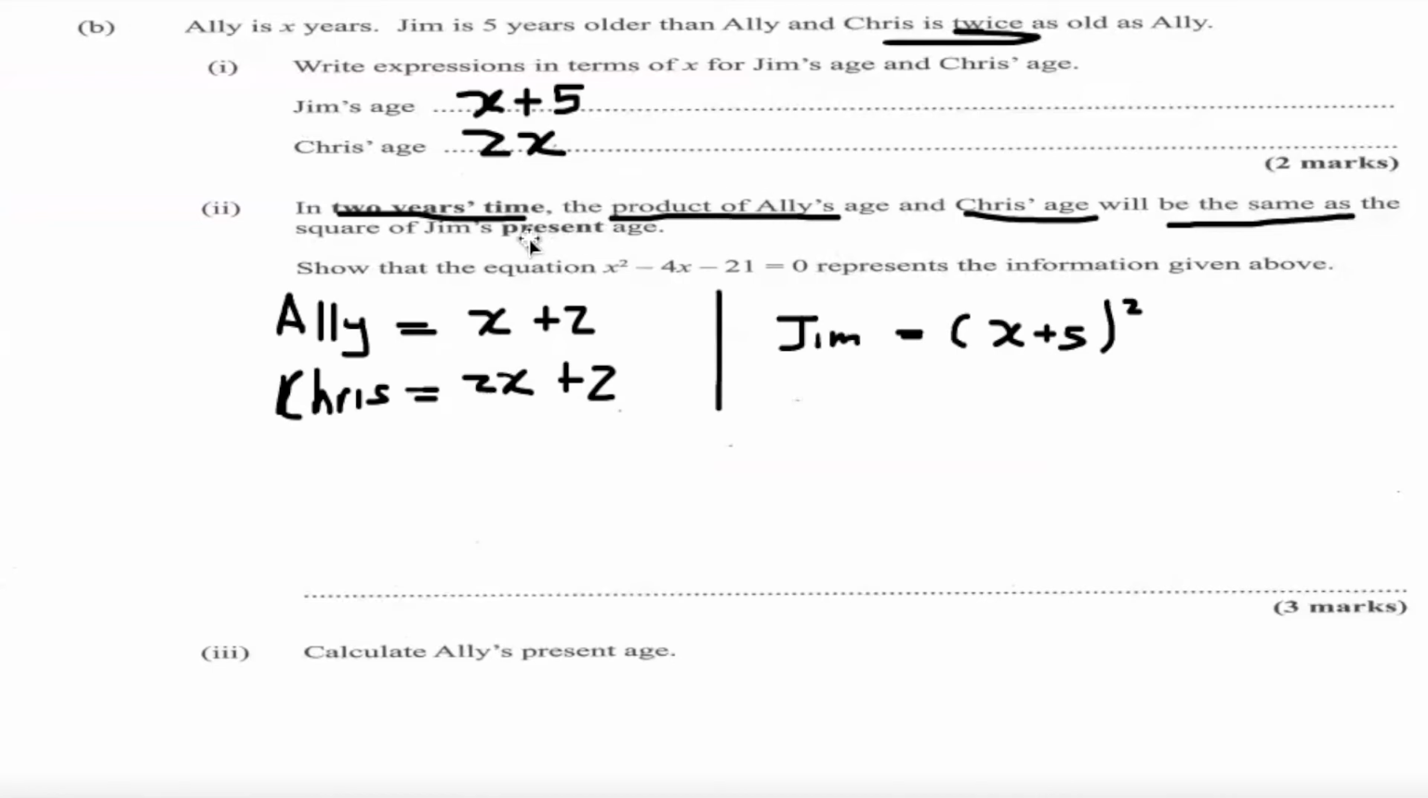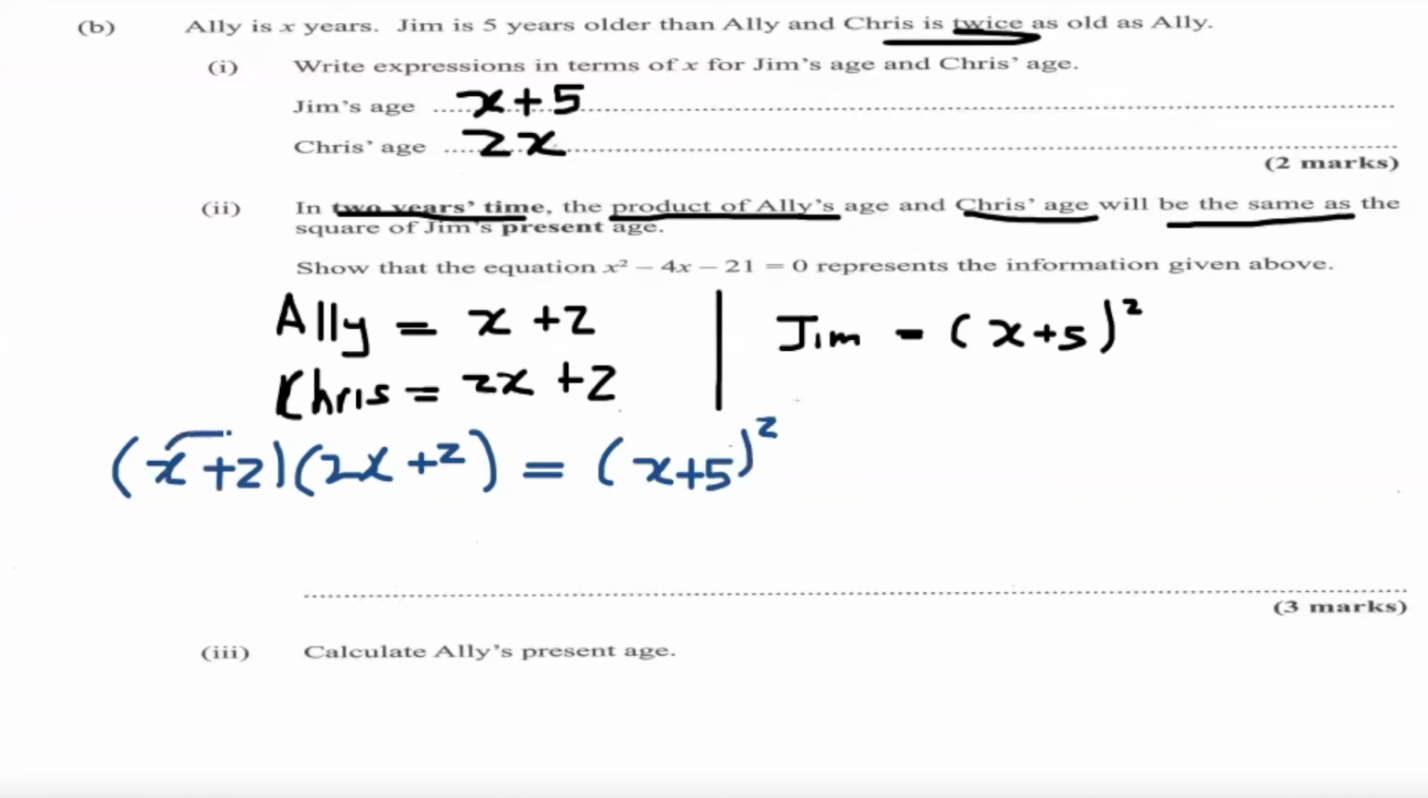Now it says the product of these two ages. So I have to have the product of these two. So I am going to have x plus 2 times 2x plus 2. And they say it's the same as, so it's equal to the square of Jim's age, which is x plus 5 all squared.